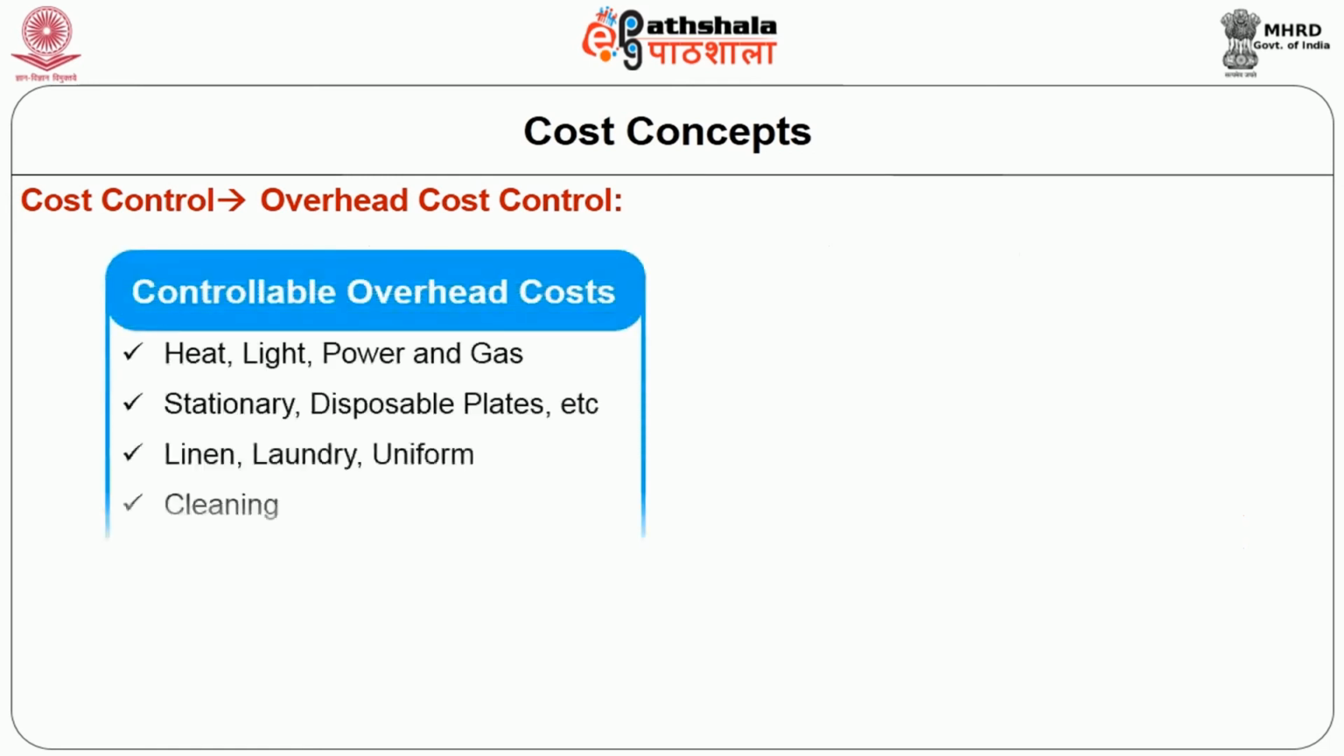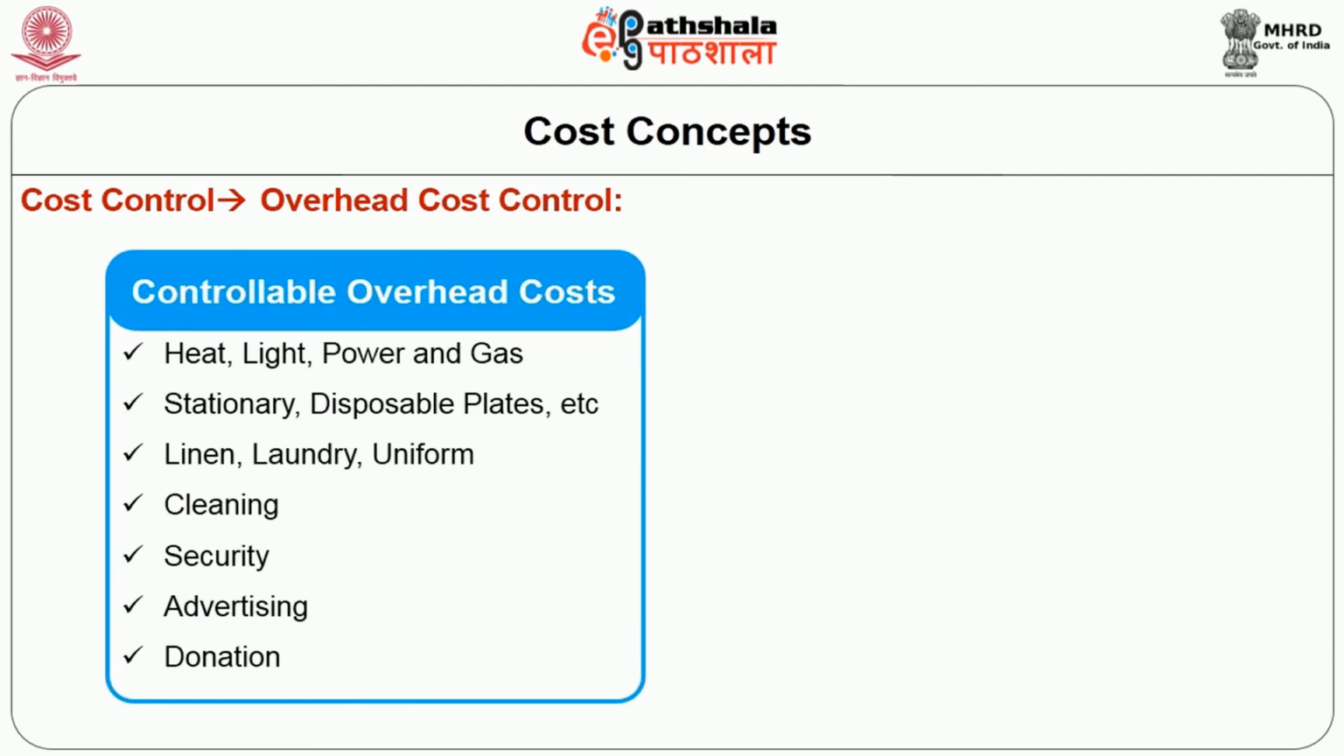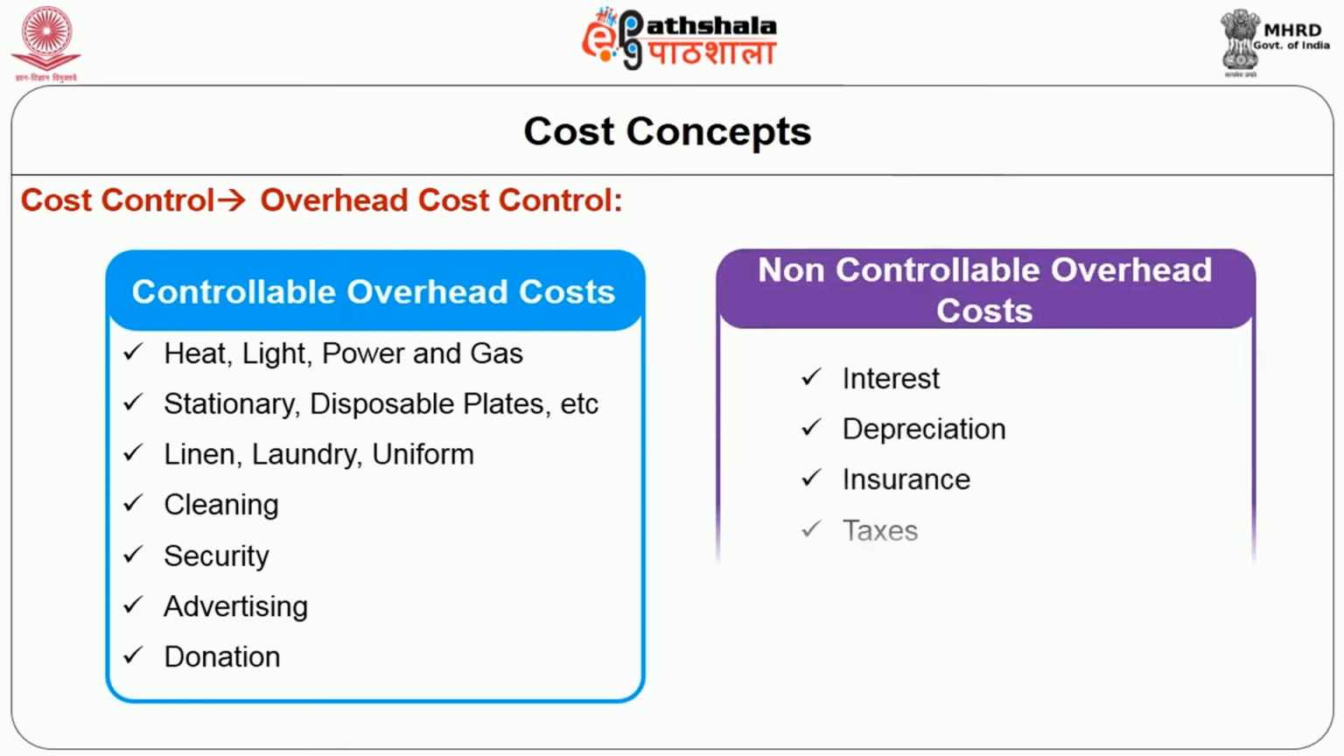The controllable overhead costs include heat, light, power and gas, stationery, disposable plates, cups, etc., linen, laundry and uniform, cleaning, security, advertising, donation, and the non-controllable overhead costs include interest, depreciation, insurance, taxes and rent.